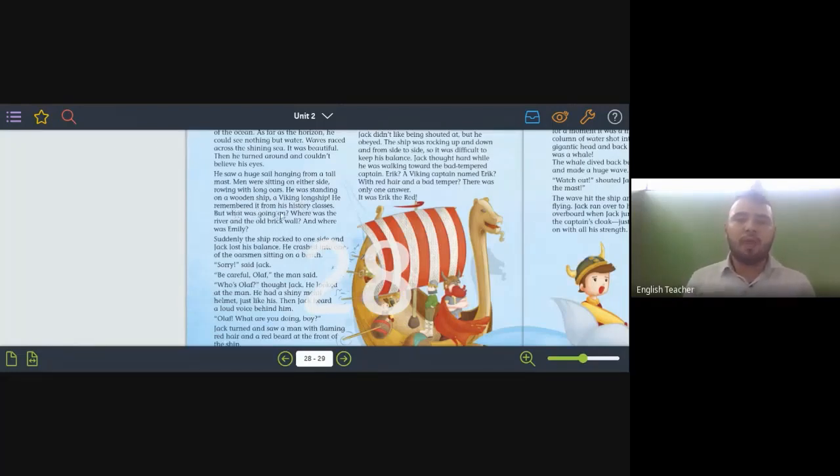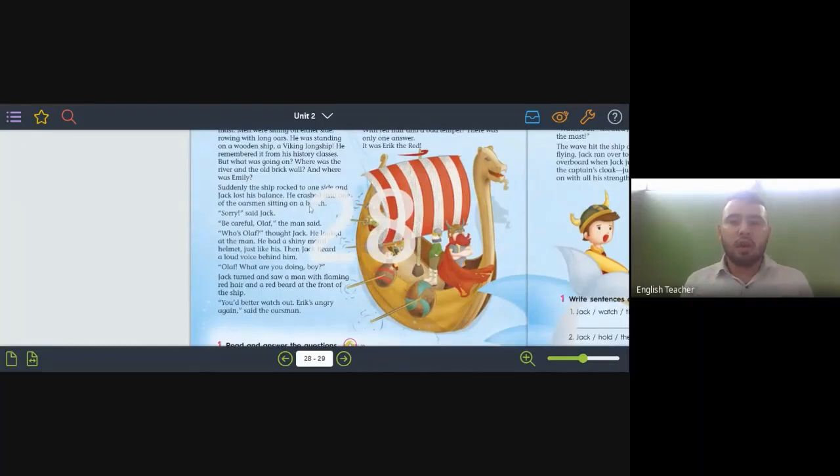He remembered it from history class, but what was going on? Where was the river and the old brick wall? And where was Emily? Suddenly, the ship rocked to one side and Jack lost his balance. He crashed into one of the men sitting on a bench. "Sorry," said Jack. "Be careful, Olaf," the man said. "Who's Olaf?" thought Jack. He looked at the man. He had a shiny metal helmet, just like his.